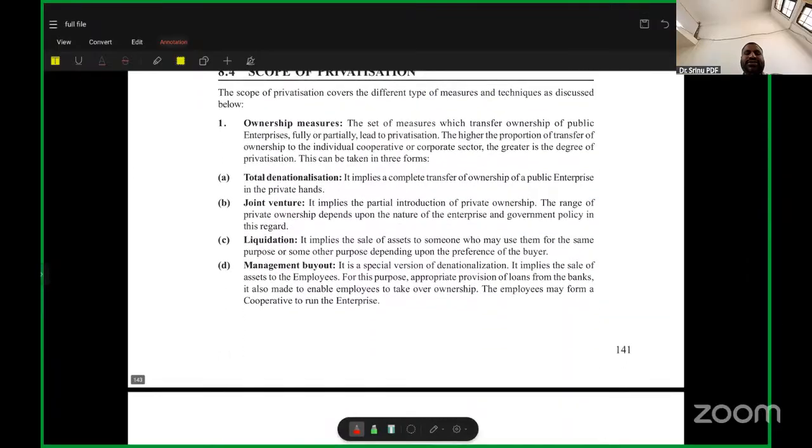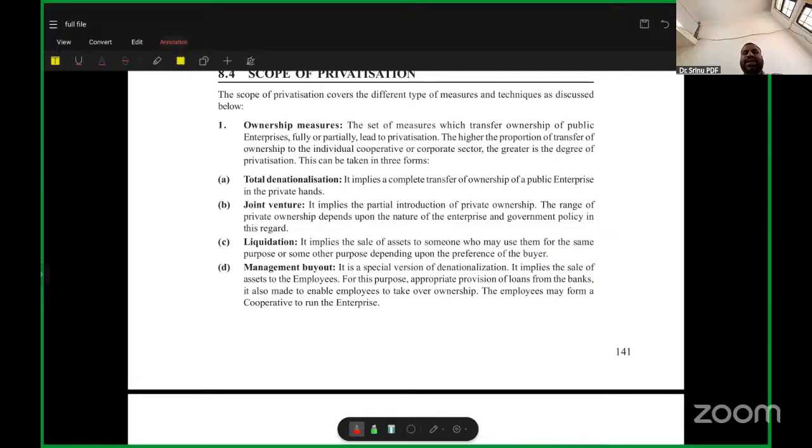Scope of privatization. First, ownership measures. Transfer of ownership from public enterprises, fully or partially, leads to privatization. The higher the proportion of ownership transferred to individual and cooperative sectors, the greater the degree of privatization. Total denationalization implies the complete transfer of ownership of public enterprises into private hands. And joint ventures: the range of private ownership introduced depends upon the nature of the enterprise and government policies.